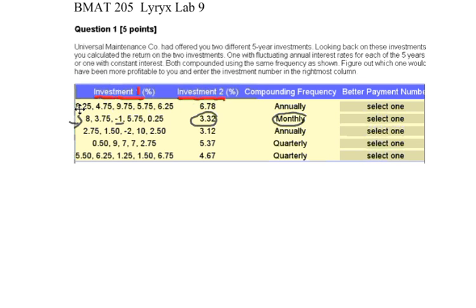BMAT205 Lab 9. Typical question: two investments are given. One gives you an interest rate per year, and the other one is compounded annually for the next 5 years. We want to find which investment is better. Let's take a look at example problem 2.